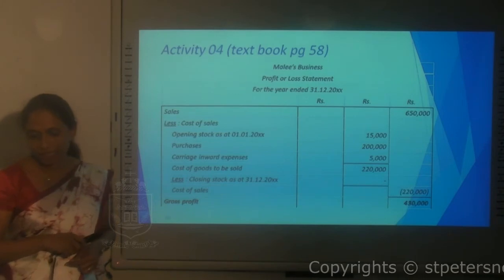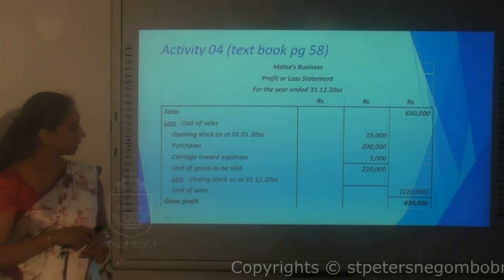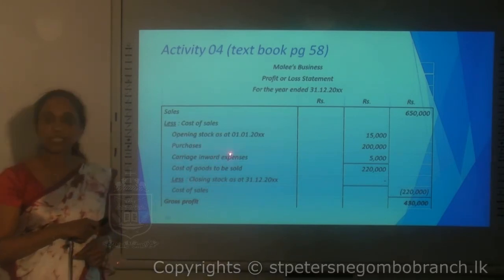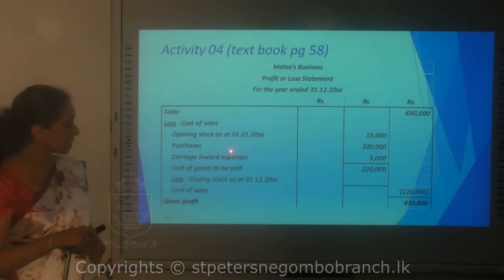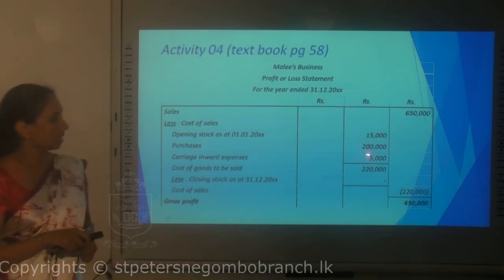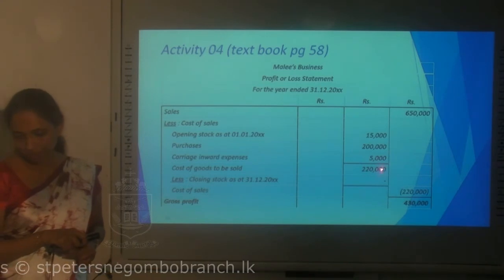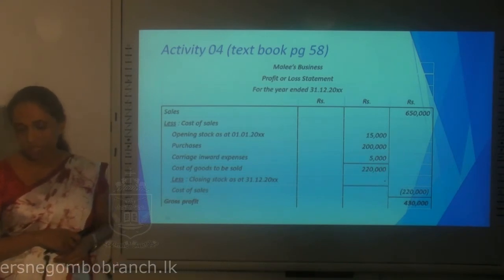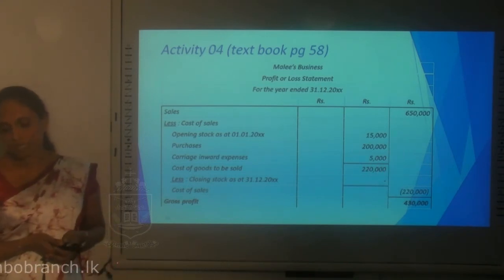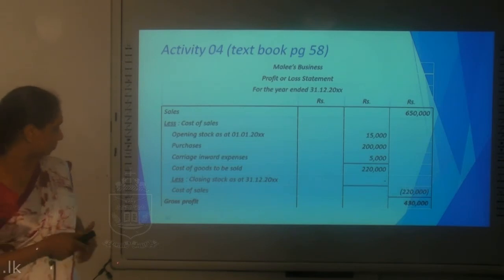Then you have the carriage inward expenses, which is again a purchases related expense. So therefore it is mentioned here as 5,000. Then you have a 10% fixed deposit.